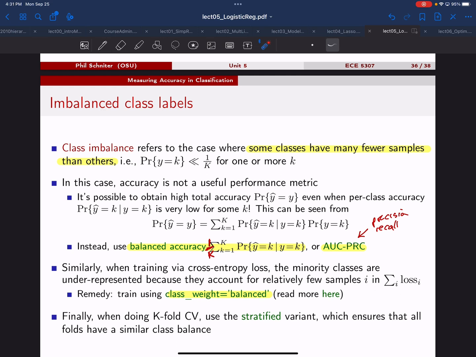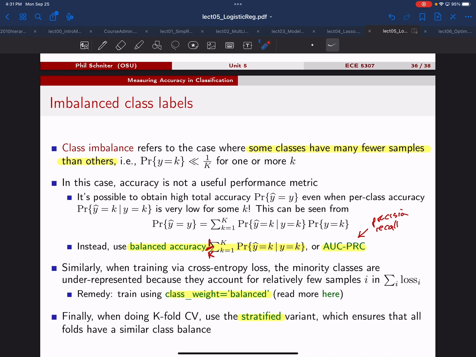So there's an approach to k-fold called stratified k-fold, which makes sure that all the folds have the same class balance as the overall data set does. It just forces that when it generates the indices for the splits. So that's another thing. You have stratified k-fold, and balanced class weights when you do your training, and with these two things, you can make your classifier more robust to the presence of imbalanced class labels.